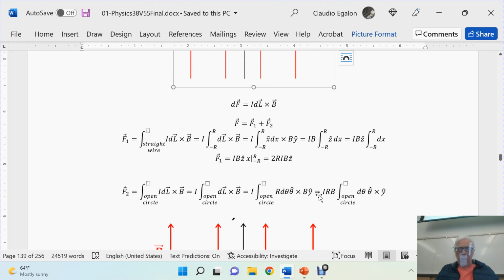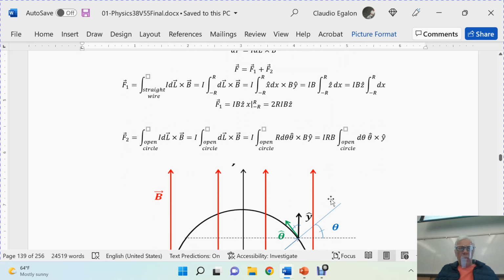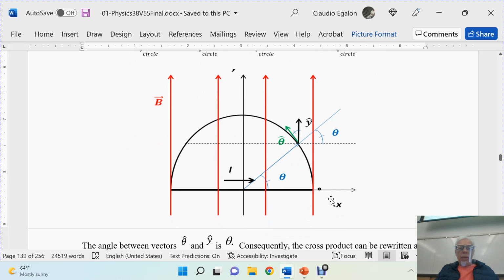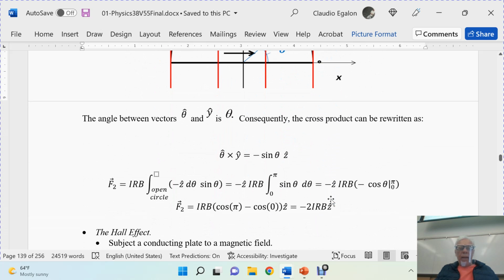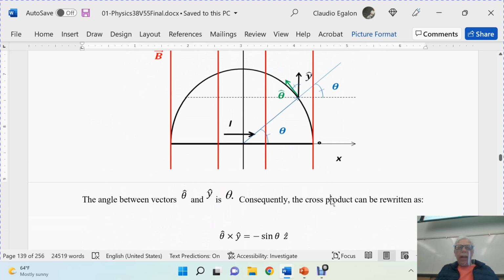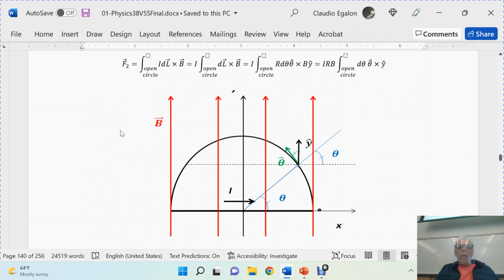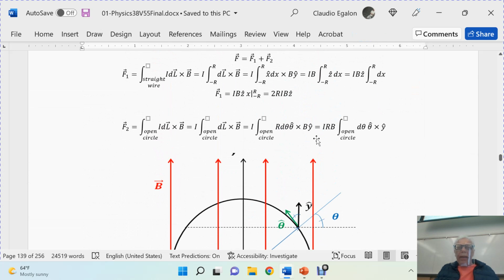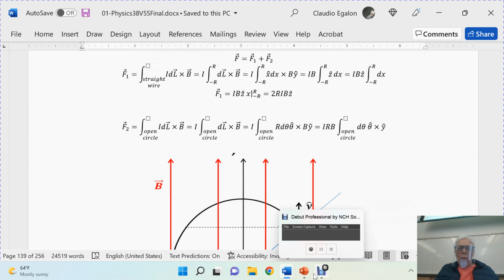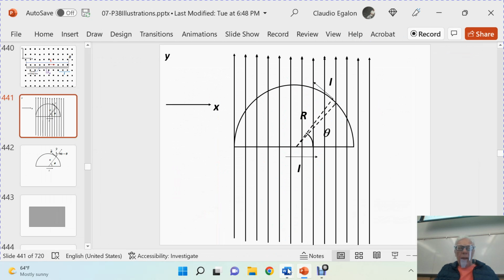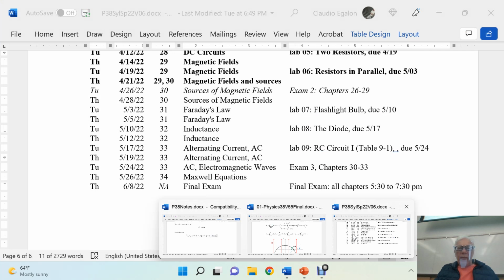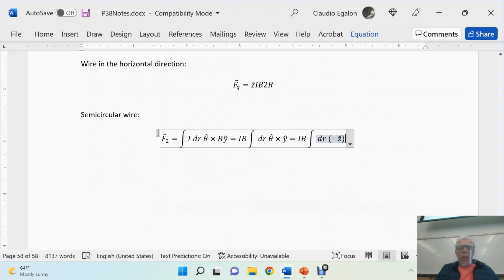Sine term. So theta hat cross y. Before we put a z, we gotta watch out for this problem. It's not z yet. There will be an angle here.